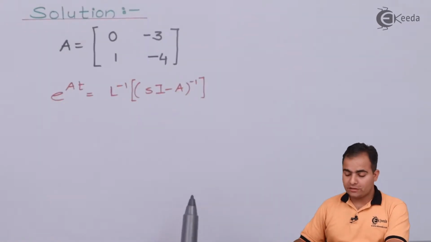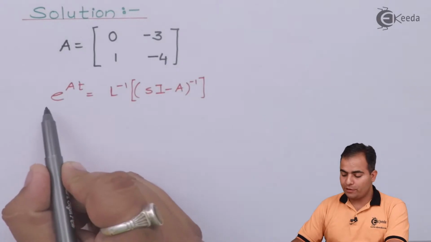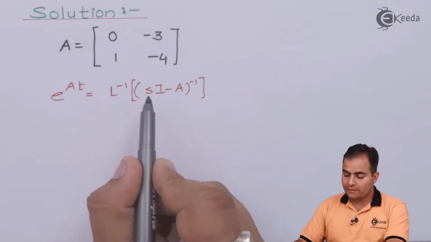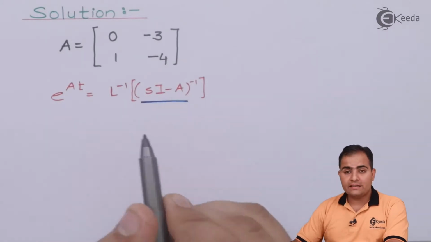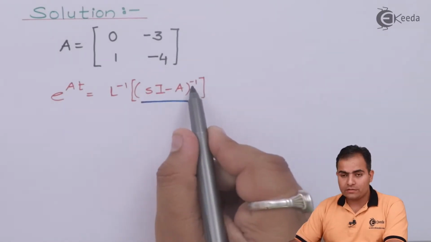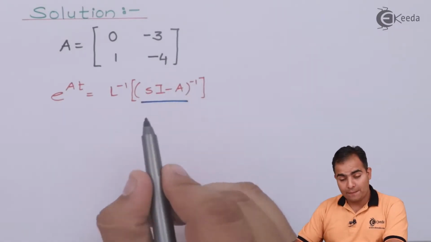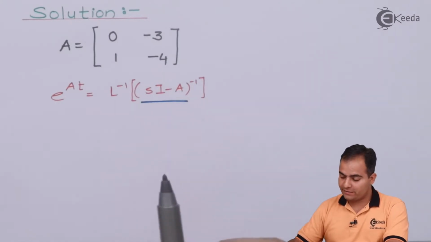How to obtain the state transition matrix? We will use this formula: e to the power At equals the Laplace inverse of (sI minus A) inverse. So first of all, we will calculate sI minus A, then we will move on to its inverse, and then we will find the Laplace inverse of that whole matrix.